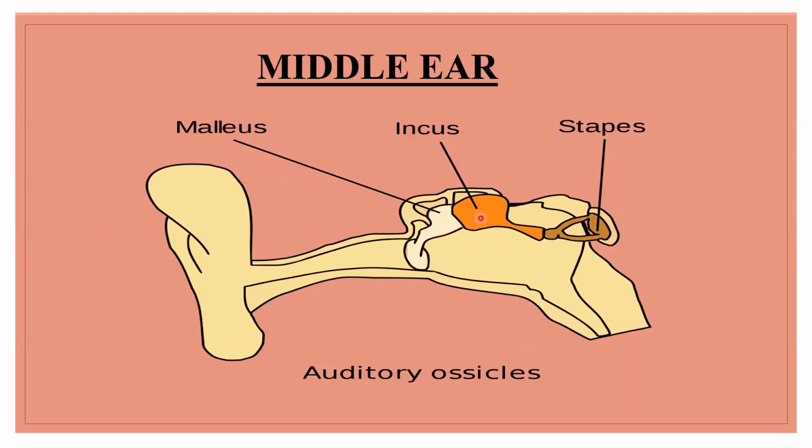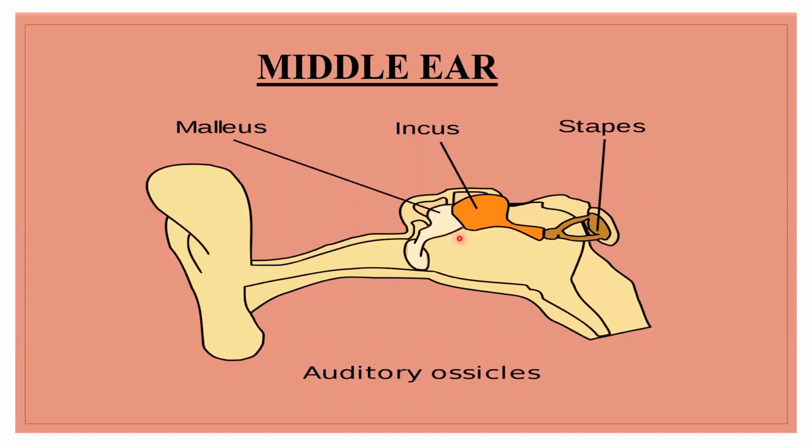These are present in a chain in the middle ear. The middle ear is a chamber, and these three small bones are present in a chain. They are also called middle ear ossicles. These bones are movable.